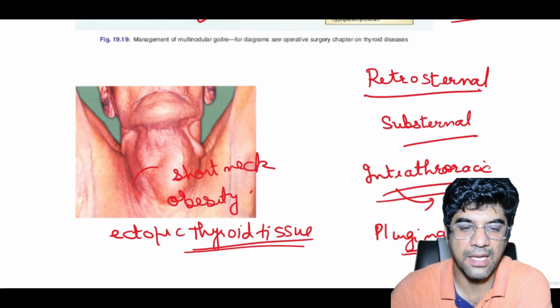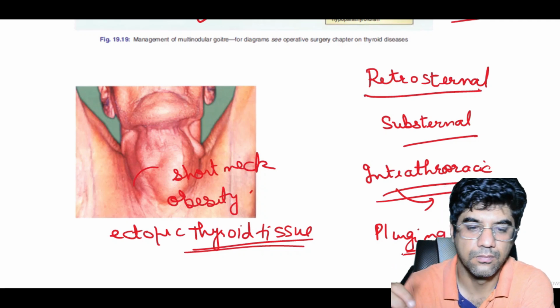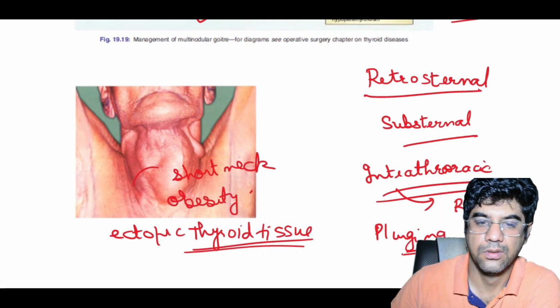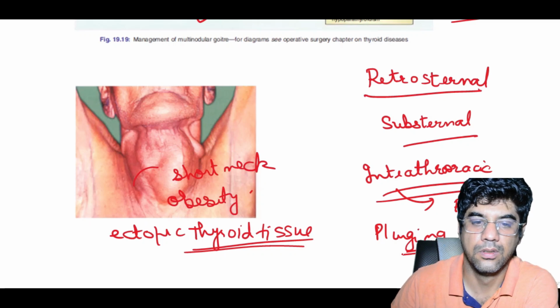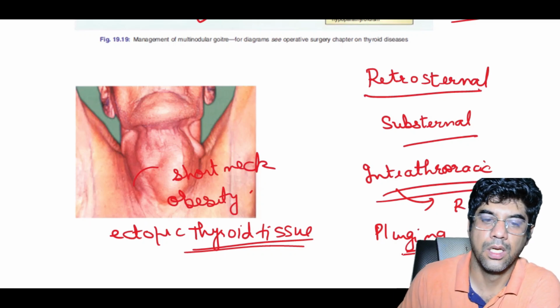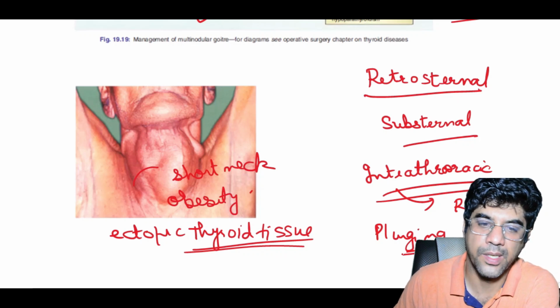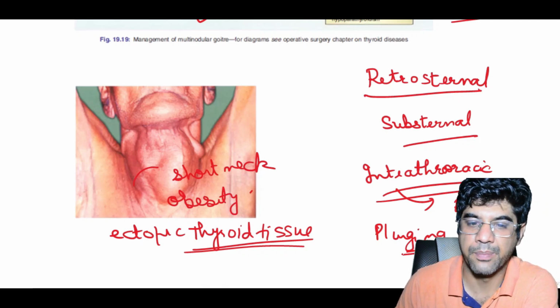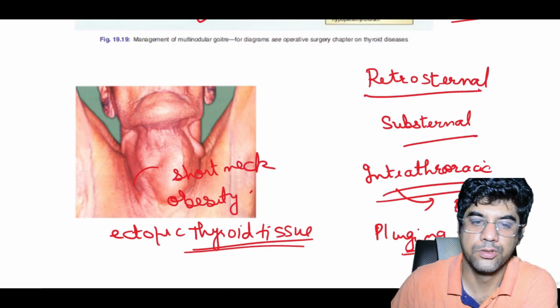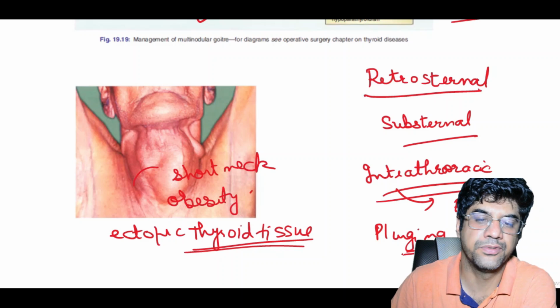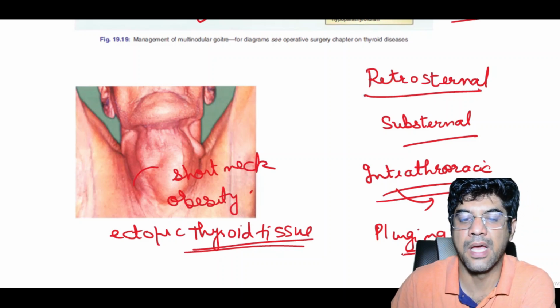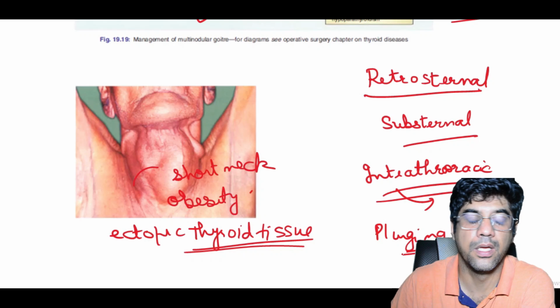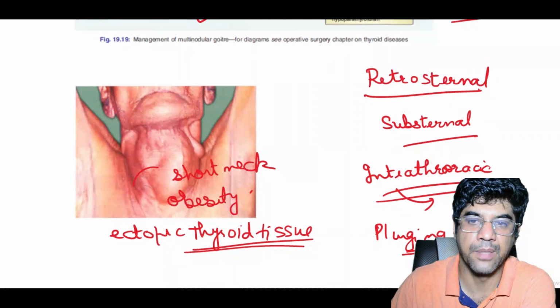So the treatment is surgical excision through the neck incision. So here surgical excision is the treatment of choice. No radioiodine therapy is given. So remember, in case of retrosternal goiter, timely diagnosis and appropriate management are important. Why? In order to relieve the symptoms and in order to prevent any complication.